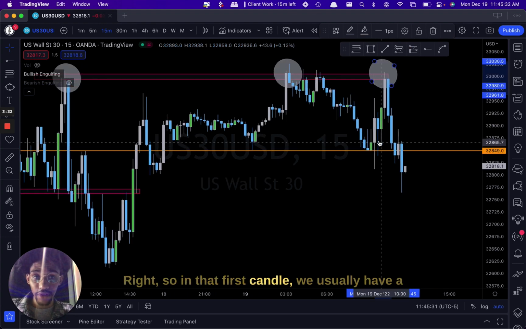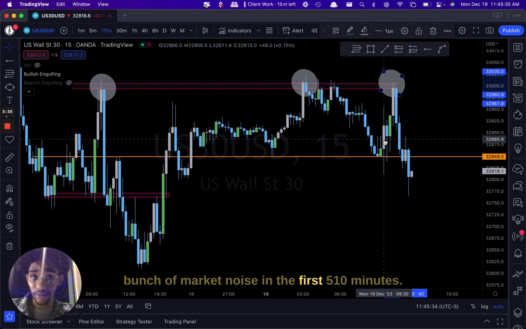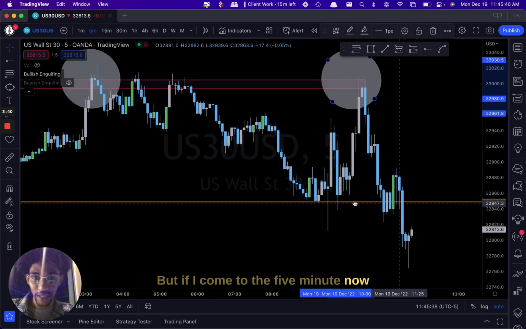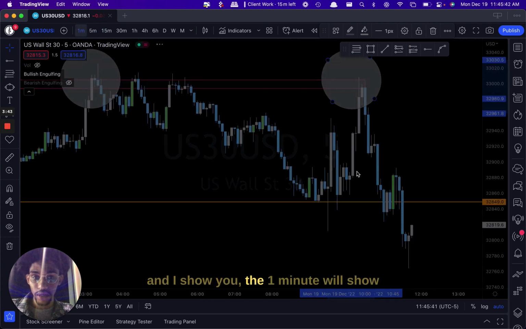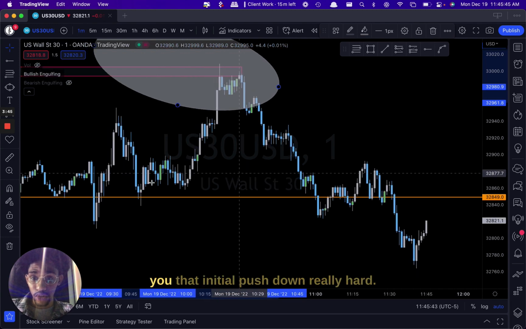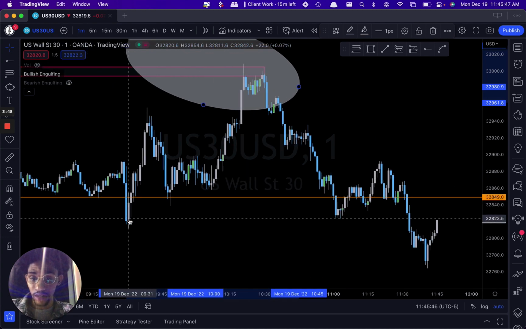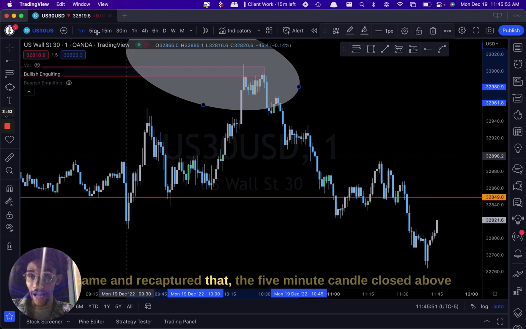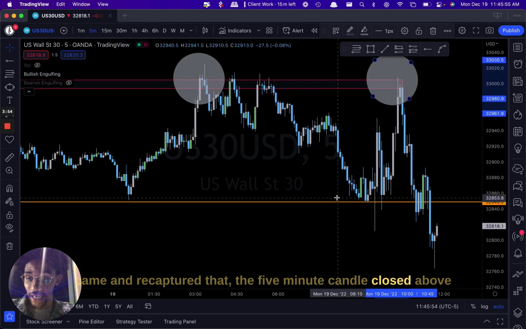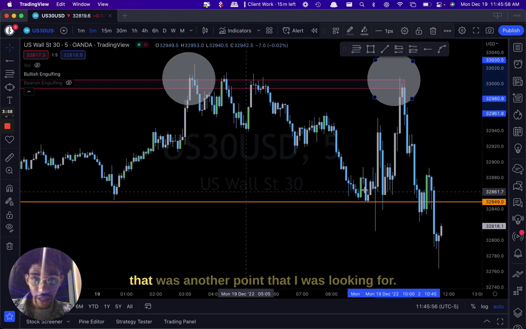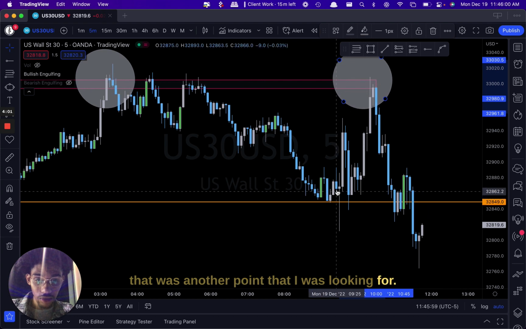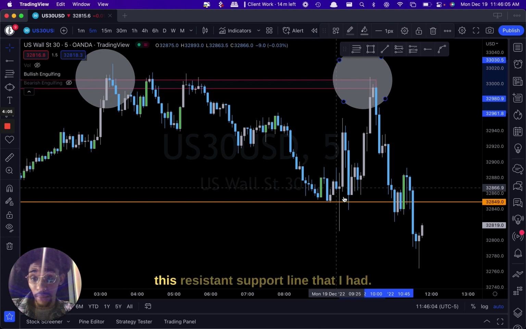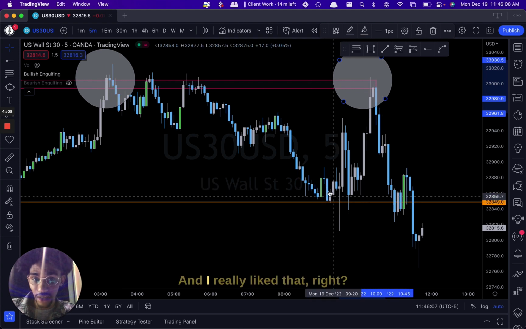In that first candle, we usually have a bunch of market noise in the first 5 to 10 minutes, and that's where you see that push down. If I come to the 5-minute and then show you the 1-minute, you'll see that initial push down really hard, and then the ensuing candles that came in and recaptured that. The 5-minute candle closed above, right? That was another point that I was looking for. The first 5 minutes of the market actually ended up closing above this resistance-support line that I had, and I really like that.